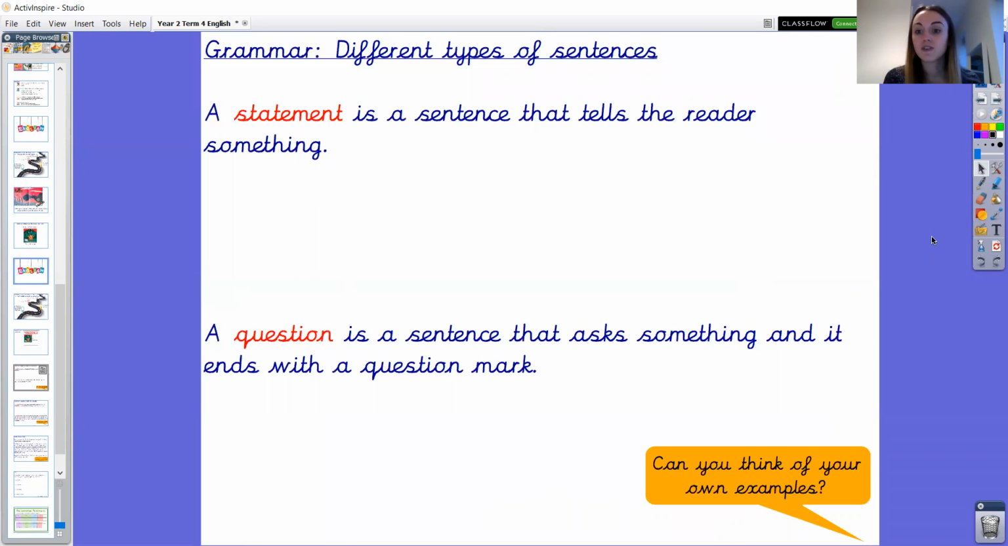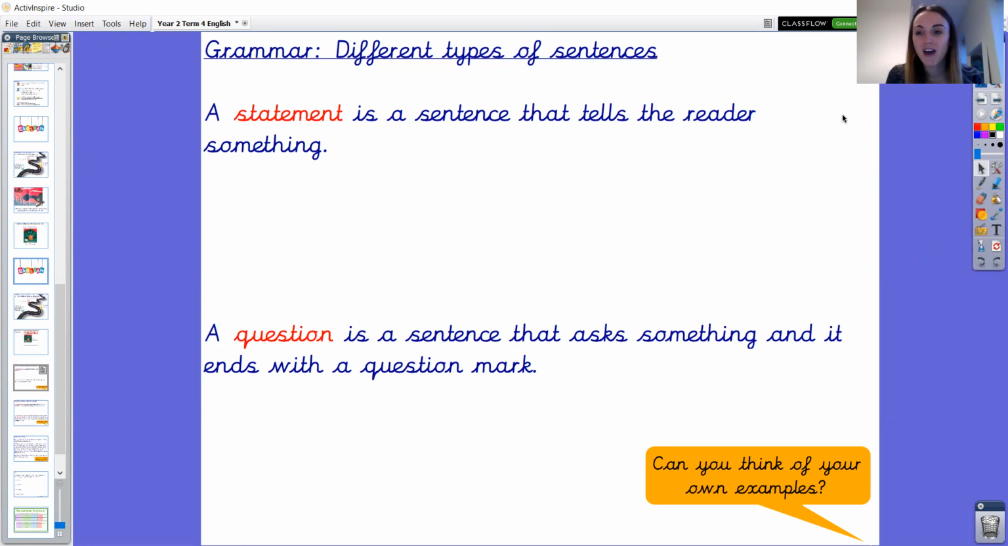So we're going to look at the different types of sentences that we can use in our wanted poster. So we could use a statement, and a statement is a sentence that tells the reader something. So do you think you could pause the video here and think of a statement that you might use to tell the reader something about the terrible beast?